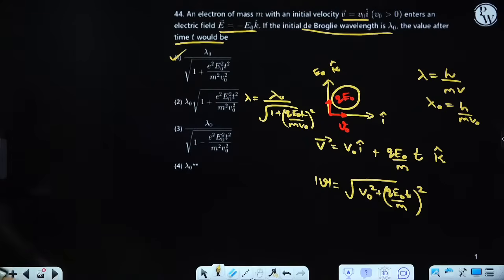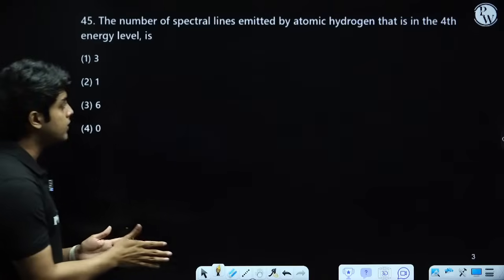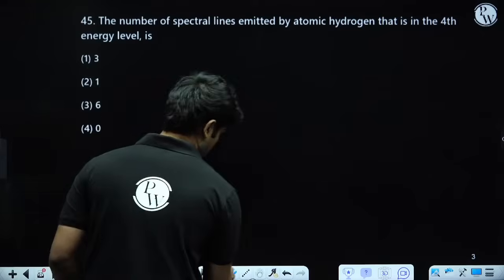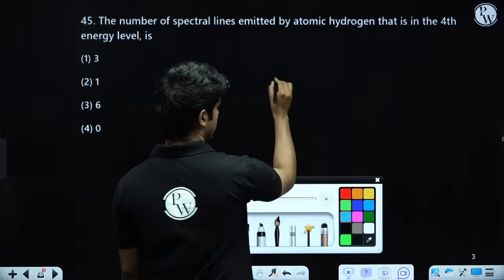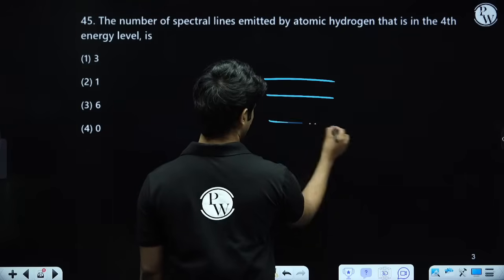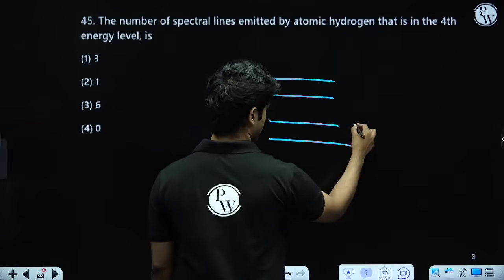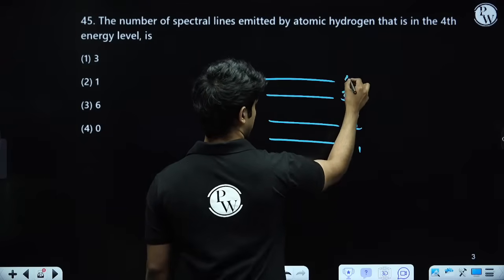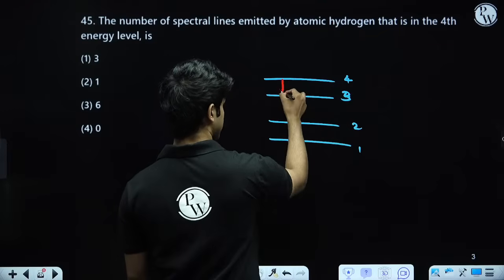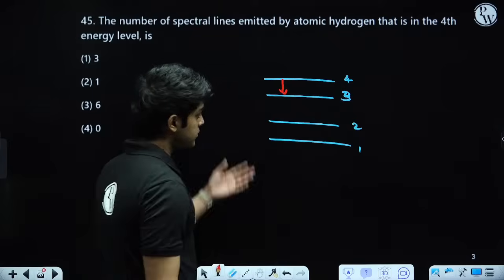Okay, so that was this question. Number of spectral lines emitted by atomic hydrogen that is in the 4th energy level. So 4th energy level is n equal to 4. So we have 4, we have 3, we have 2 and we have 1. So the question is how many lines are possible? How many jumps are possible, right? So this is simply 4C2.